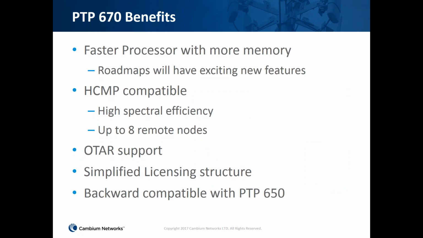So what are the benefits of the PTP 670? One is faster processing power with more memory. Second is the HCMP compatibility. We support up to 8 remote nodes, and it has really high spectral efficiency. It has OTA support. It has a simplified licensing structure, so you don't need to pay for the full capacity key as you did for the 650. And this is the most important part: it is backward compatible with the 650.